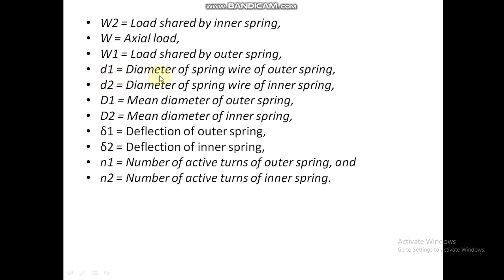d1 is the wire diameter of the outer spring, d2 is the wire diameter of the inner spring, D1 the mean diameter of the outer spring, D2 the mean diameter of the inner spring, delta 1 the deflection of the outer spring, delta 2 the deflection of the inner spring, N1 the number of turns of the outer spring, N2 the number of turns of the inner spring. These notations are the same, just we will use suffix 1 and 2 for the outer and inner spring respectively.